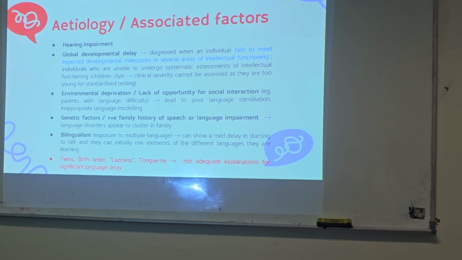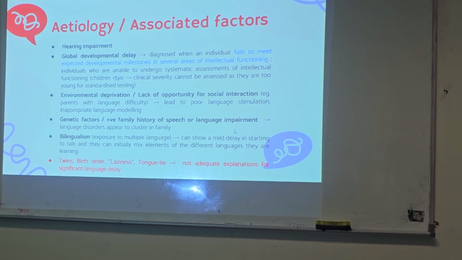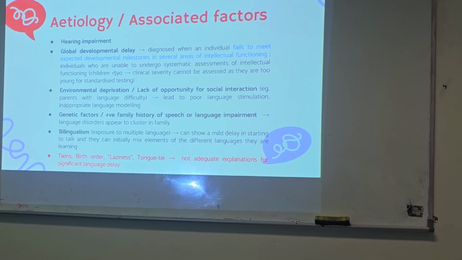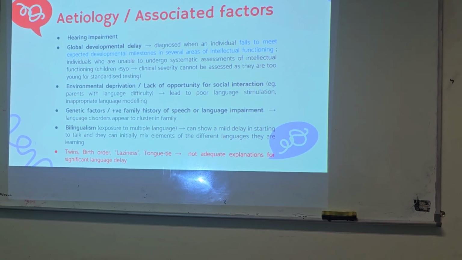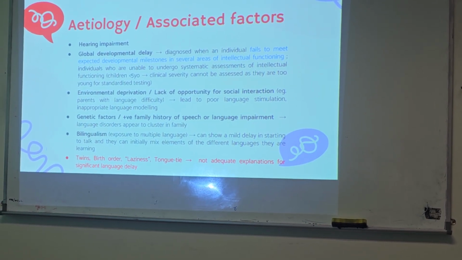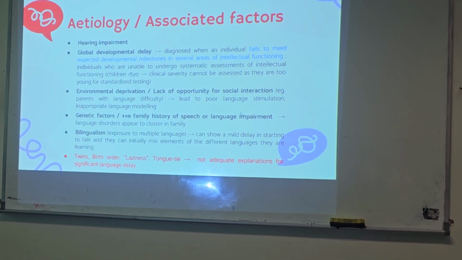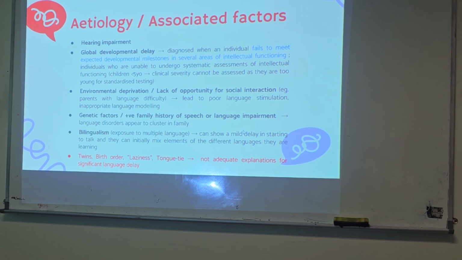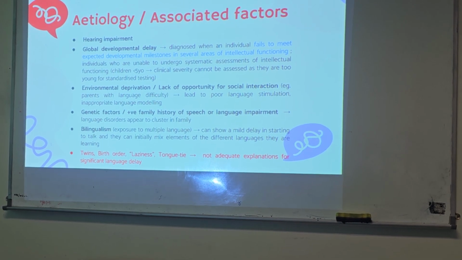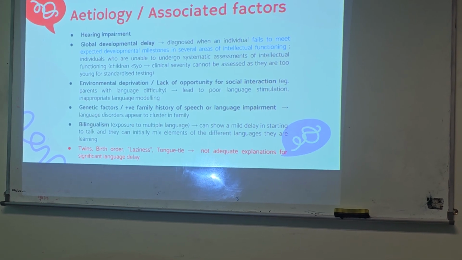Okay. And then another thing that is commonly associated with is if there is environmental deprivation or the lack of opportunity for social interaction. And the most characteristic example is parents with language difficulty. For example, if they are mute, then this will actually impair the development of speech in the children because they were not exposed and they were not given the opportunity to also speak and also develop their language. Then another thing that we should also note is whether there is any positive family history of speech and language impairment or even language disorders among the family members? Because generally, sometimes we do see there is a genetic predisposition to this condition.